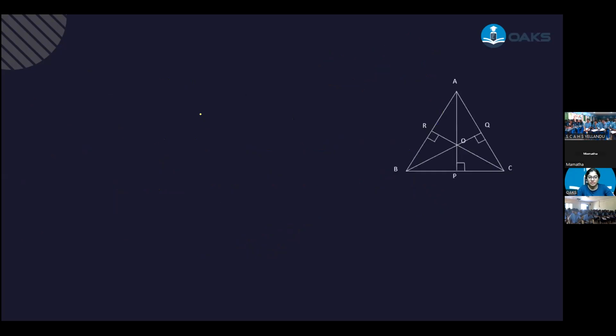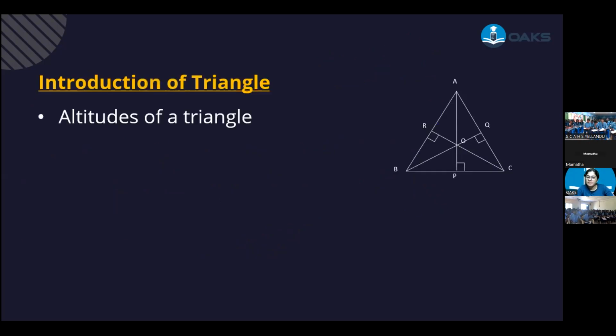Now let's move further. We have this diagram. What I am telling you here is the altitudes of a triangle. Try to revise everything, guys. This is a lecture that will make you revise this chapter. After attending this lecture, you just have to go through it once while practicing some questions. Otherwise, your theory part will be done.